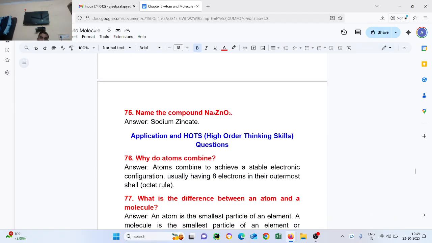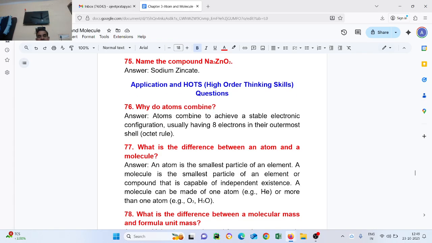Now we will do application and HOT (higher order thinking skills) based questions. Question number 76. Why do atoms combine? Atoms combine to achieve a stable electronic configuration, usually having 8 electrons in their outermost shell, the octet rule.